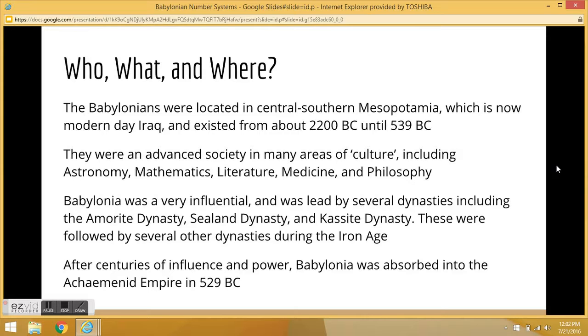These were followed by several other dynasties during the Iron Age. After centuries of influence and power, Babylonia was absorbed into the Achaemenid Empire in 529 BC.